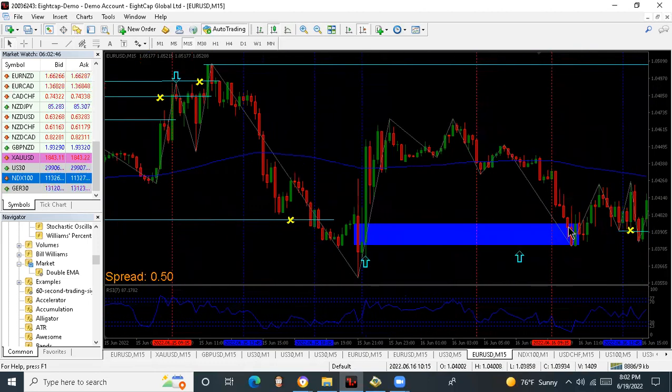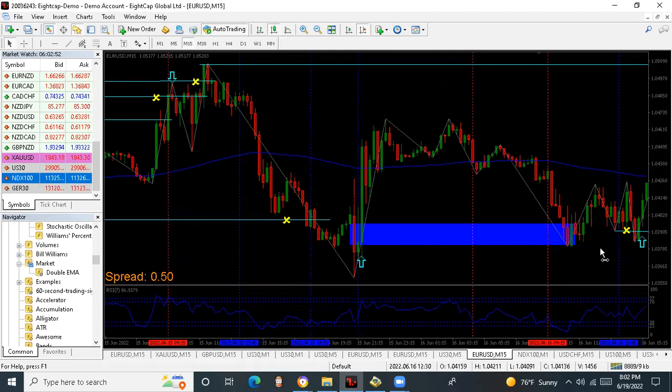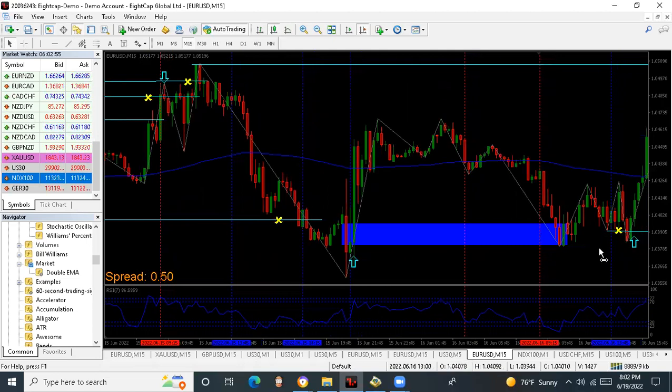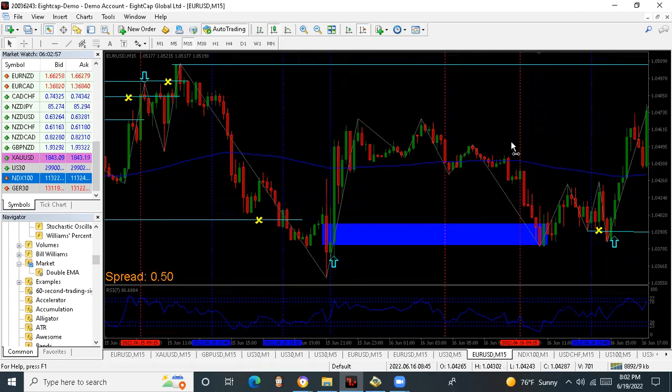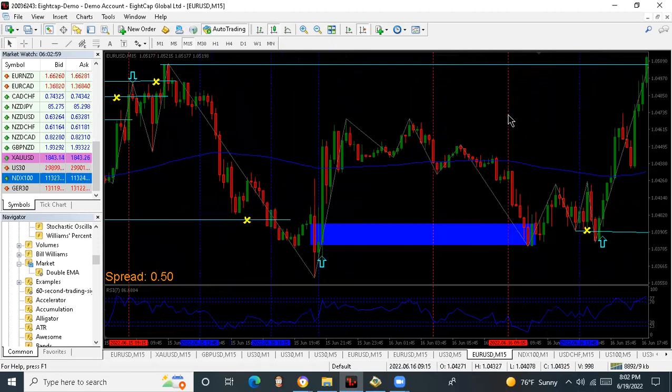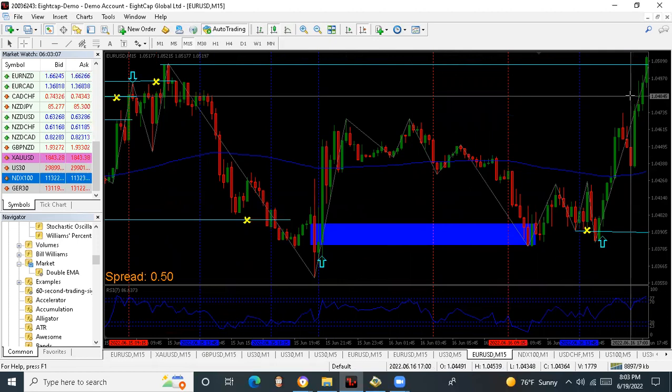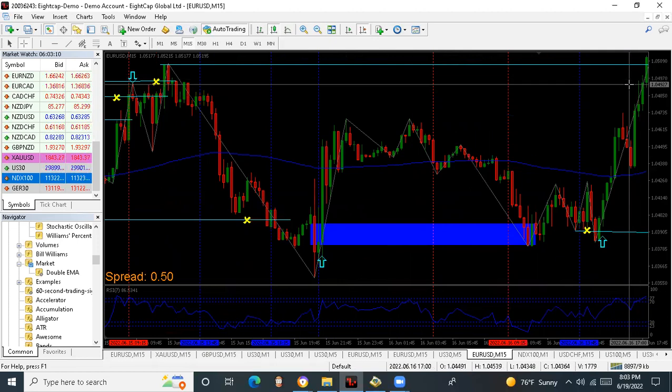We didn't have to worry about the setup because we had a setup at the same level, and it was cleaner. So boom. There we go. Level breached here. Highs breached there. So we're closing trades at this point or taking partials.